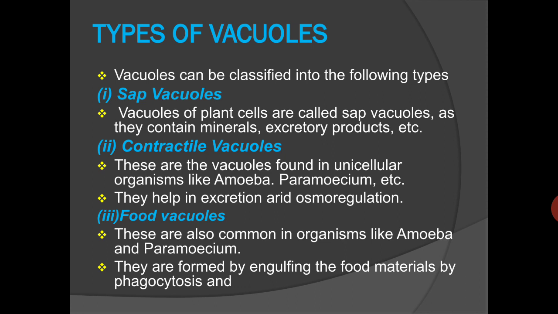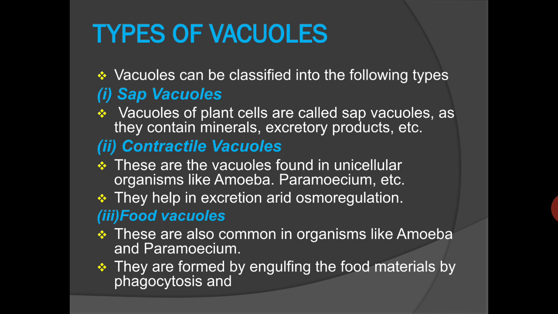On the basis of the filling material, the vacuole types are the sap vacuoles, meaning the vacuoles of the plant cell are called sap vacuoles as they contain minerals, excretory products, etc. And the vacuole found in unicellular organisms like Amoeba and Paramoecium, which helps in excretion and osmoregulation, is known as the contractile vacuole.